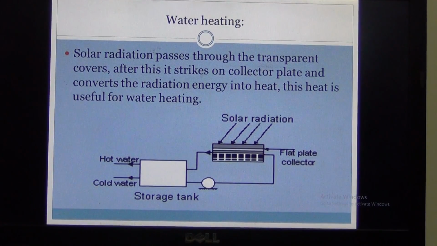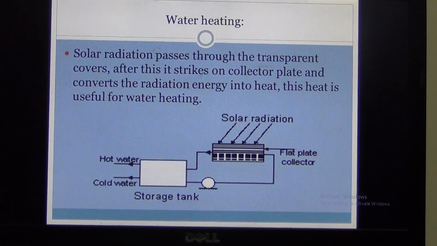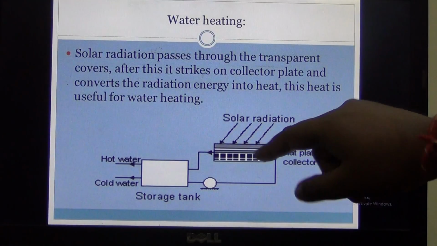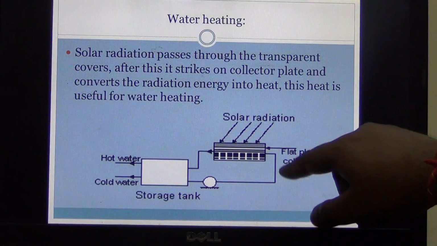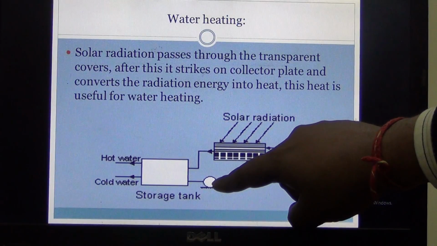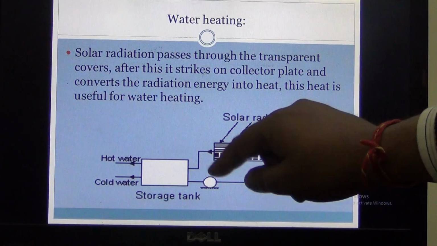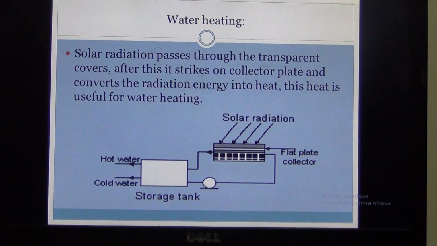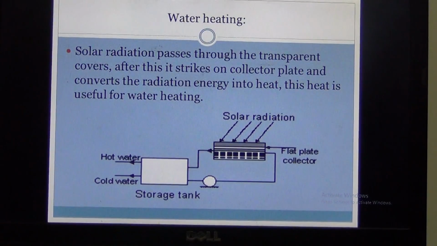Solar radiation passes through the transparent cover. After this, it strikes the collector plate and converts the radiation energy into heat. This heat is useful for water heating. As seen from the diagram, the solar radiation strikes the plate, that is the flat plate collector, and part of it is stored in the storage tank, and some part can be directly reused for water heating and space heating. The storage tank is used so that in cloudy or no sunlight climate, it can be used at night or in that situation.